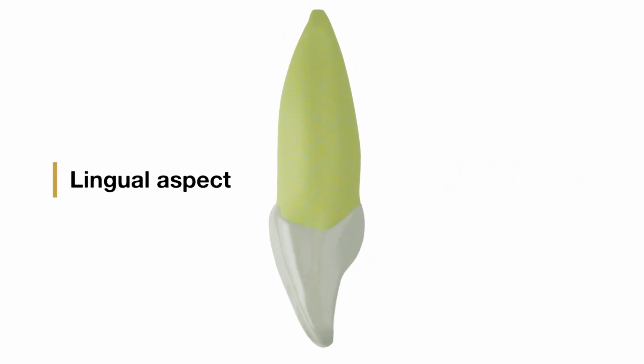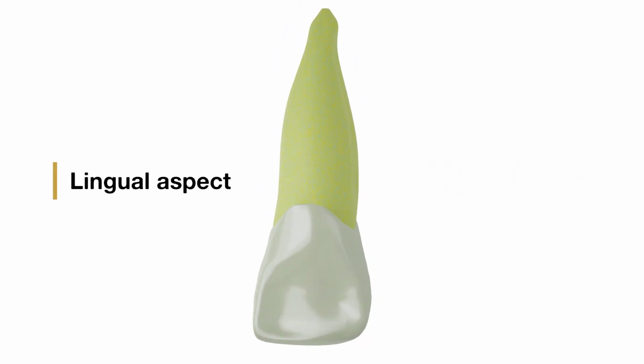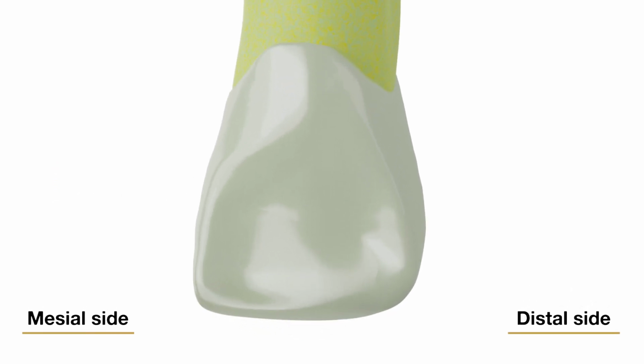Now let's move on to the lingual aspect. Outline of the cervical line is similar with the curvature root-wise. Below the cervical line, there is a smooth convexity followed by a concavity which can be appreciated from mesial or distal side. The convexity in the cervical 1/3 is known as cingulum. The concavity is known as lingual fossa.